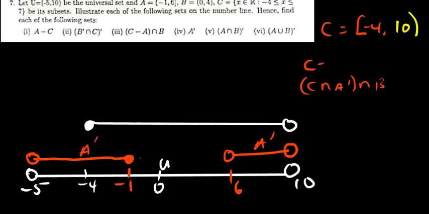That is C. What of B? So set B is from 0 to 4. I'll put 4 here. So from 0 not included to 4. That is B. So we are trying to look at the part where all the 3 lines are meeting. Where is that part?